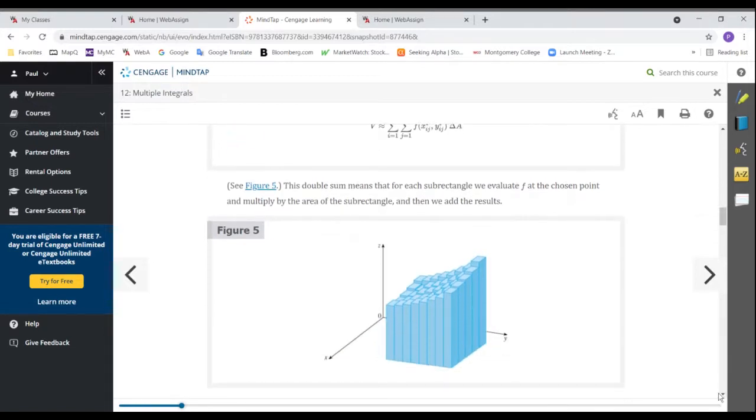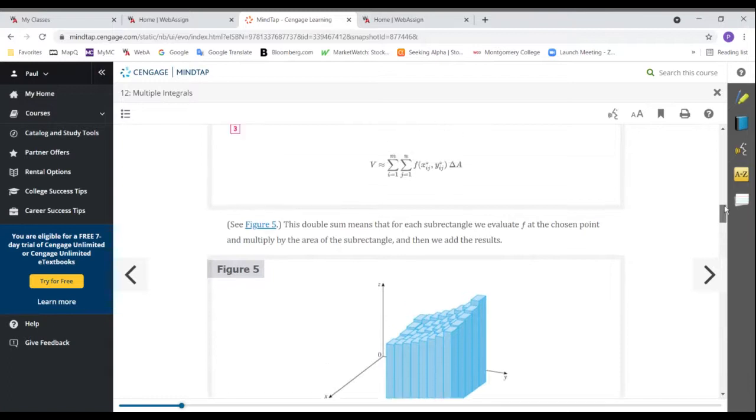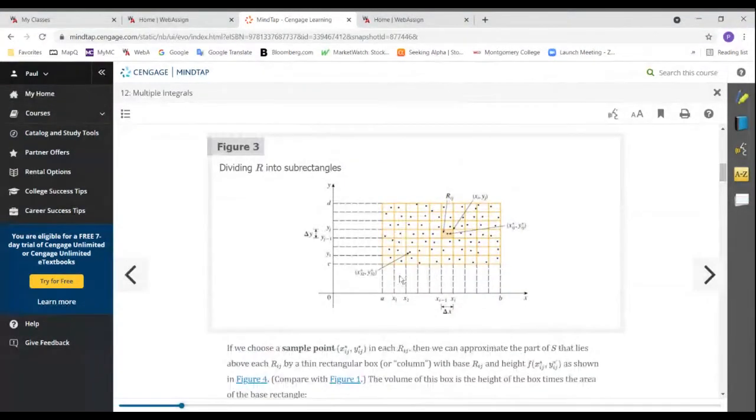corners of the, well, I want to say this even more carefully. For the volume underneath the surface, we're talking about a rectangular region in the XY plane. Above that is the surface. What's the volume below the surface and above that rectangular region in the XY plane?